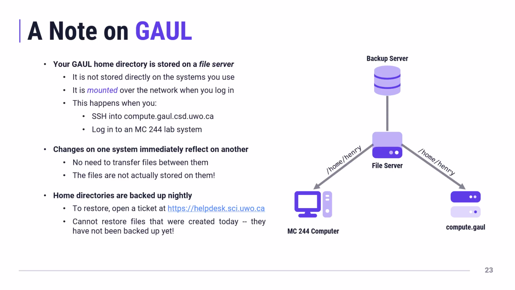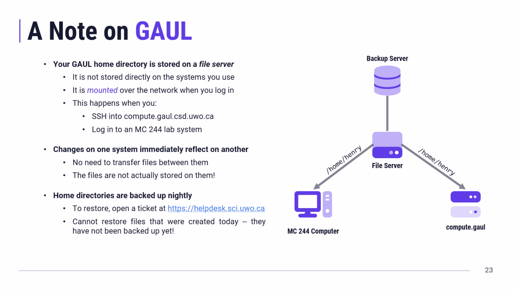Just a quick note here on our Gall environment within the Department of Computer Science. When you SSH into compute.gall, or when you log into an MC244 system, your home directory is not actually stored on either of those systems. It's actually stored on a file server in the network, and then it gets mounted onto whatever system you've logged into. So if I SSH into compute.gall, my home directory is automatically mounted onto compute.gall. If I log into MC244, same idea, it gets mounted onto that lab system.